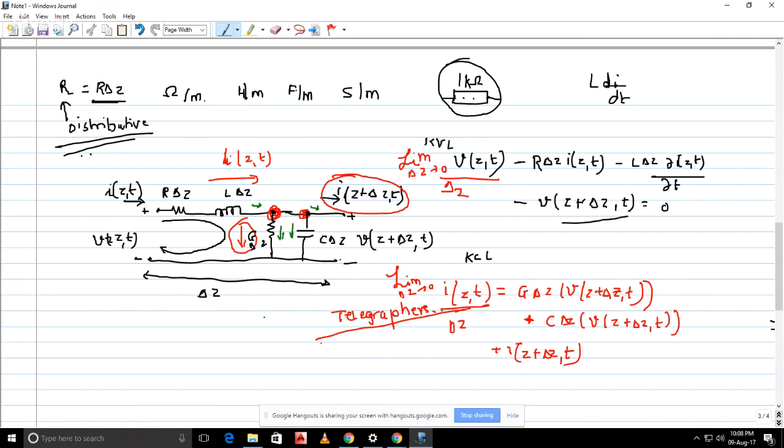Oops, I have made a small mistake over here. No one notified me. What is the current equation for a capacitor? The capacitor current equation is C dV by dt. You have not told me that. Okay, so let us rewrite the KCL. Now KCL went wrong, actually. Let's do it again.